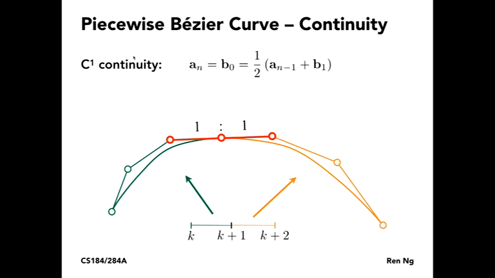Let's say you want C1 continuity. Well, what do you need? Basically, you need the derivative here and the derivative there to match, and you can convince yourself of that in a number of ways. I told you that the derivative is given by 3 times the distance of that control point. So if you work from there, it's not surprising that you want these segment lengths to be the same.